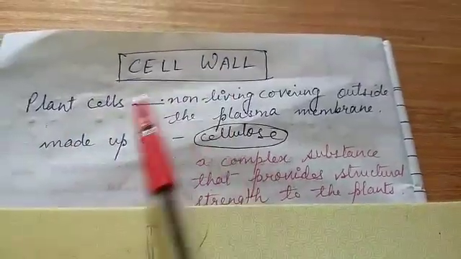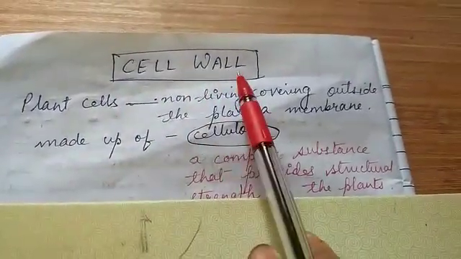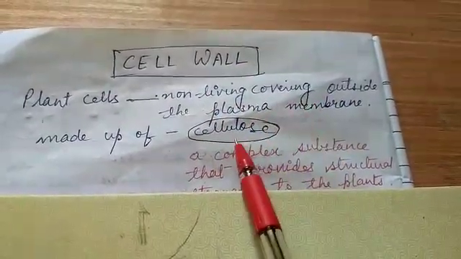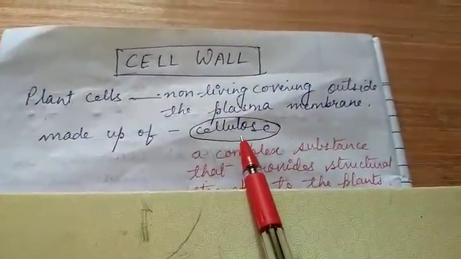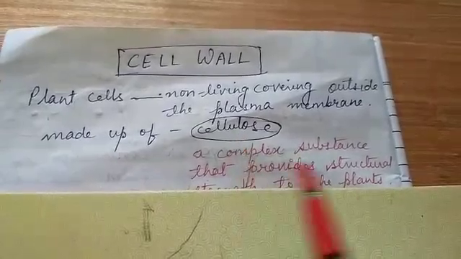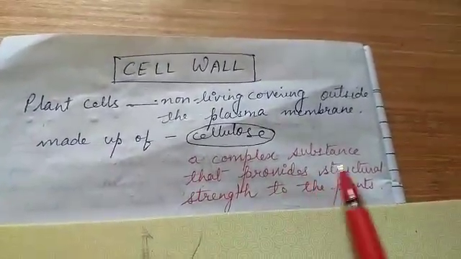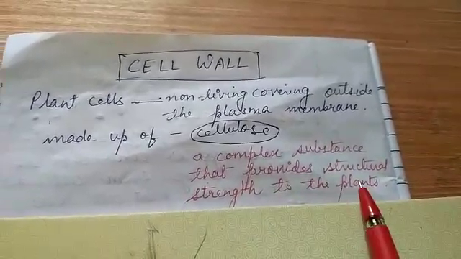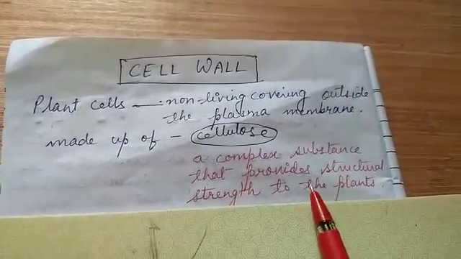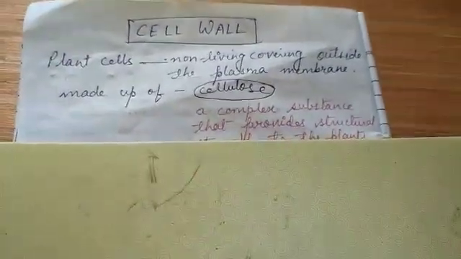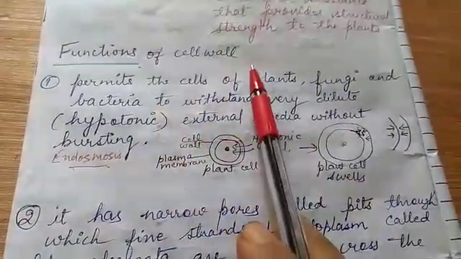In plants, there is an additional layer called the cell wall outside the plasma membrane. It is a non-living covering which is made up of cellulose. Cellulose is a complex substance made up of glucose units, and that provides structural strength to the plants, support to the plants, and gives rigidity to the cell. Next come to the functions of the cell wall.